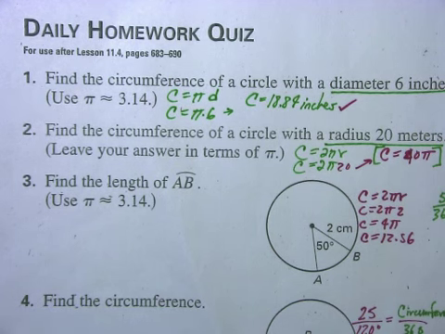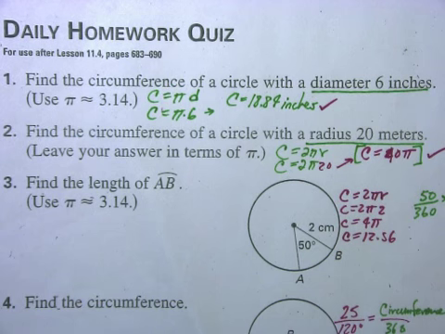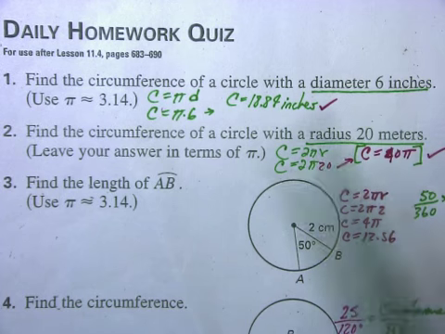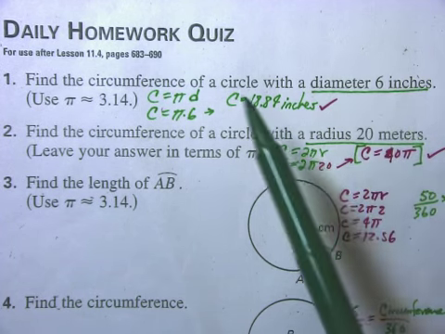Okay, so now we're on our daily homework quiz, finding the circumference of circles and the radius, and also in terms of pi. So for question number 1, they want us to find the circumference of a circle with a diameter of 6 inches. Well, right here, they're telling you that the diameter is 6 inches, and they're asking you to find the circumference.